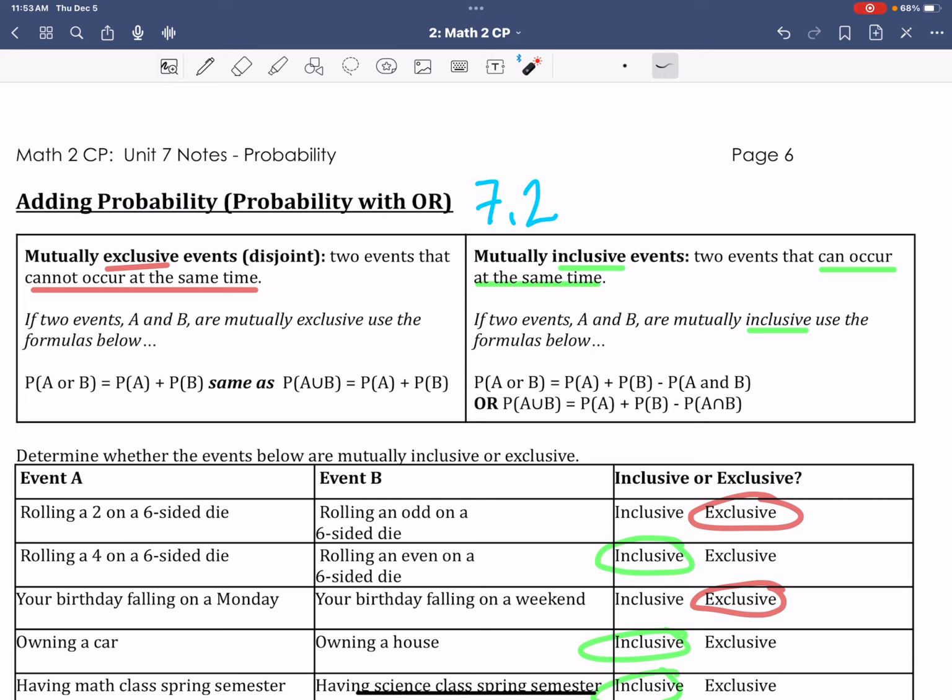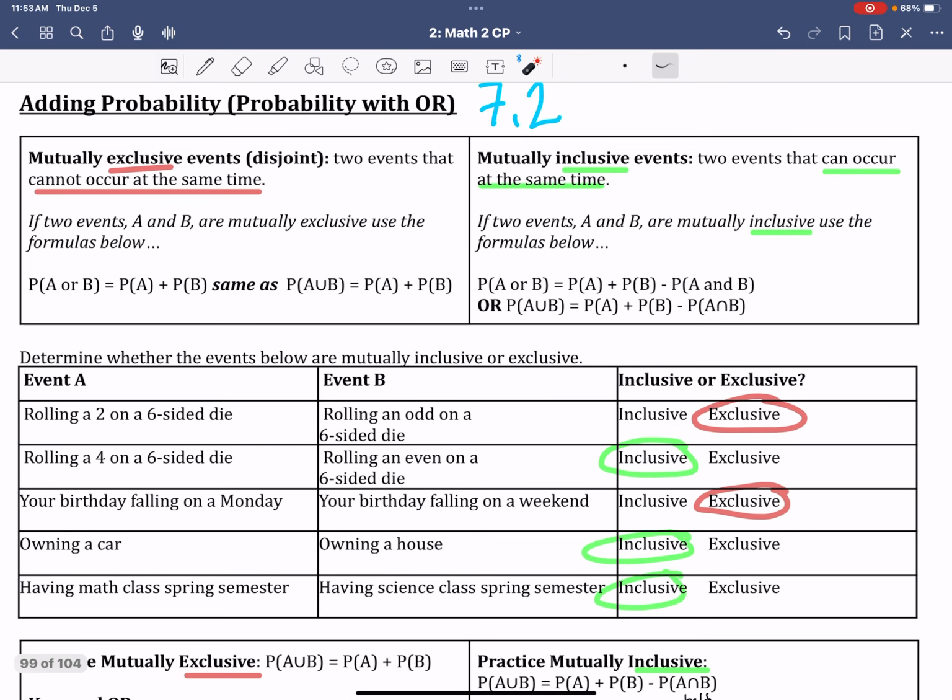Now, if it's mutually inclusive events, "inclusive" is a keyword, that means they can occur at the same time. So for mutually inclusive events, use these formulas. You'll have the "or" here. Here's the big difference: you're still going to add, just like we did over here, but you have to subtract any overlapping parts or any repeating parts that you have within it.